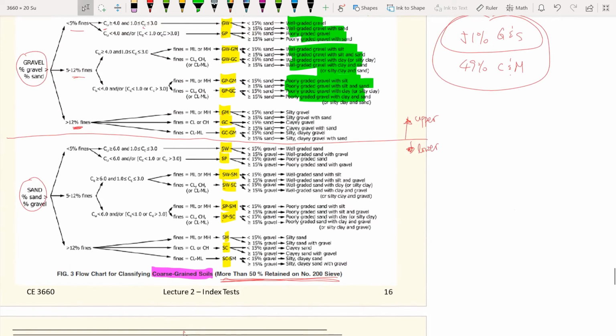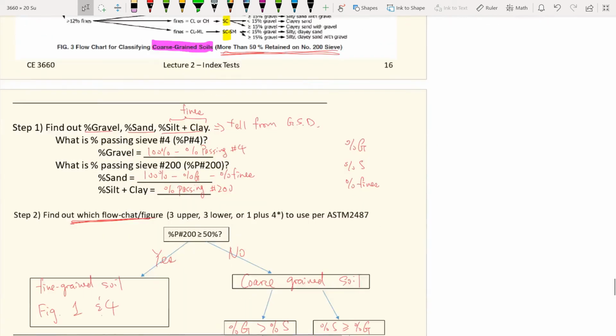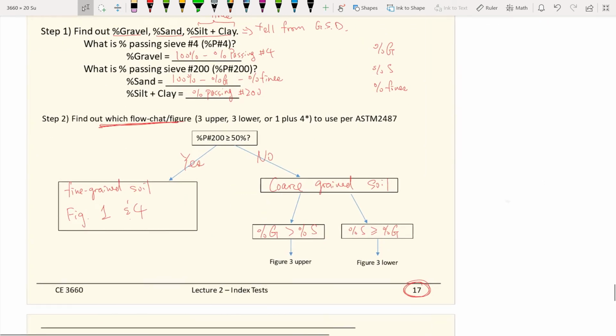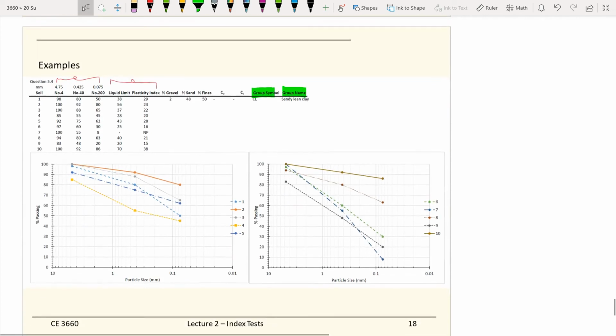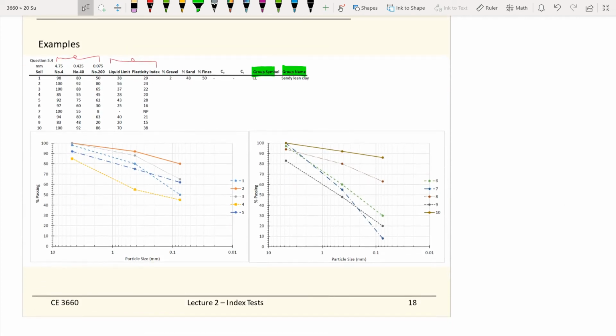Then you will use the bottom part of figure 3 to figure out the group symbol and also the group name. So hopefully this will help guide you to do the whole thing, at the end of the day, to give you the group symbol and group name. And let's try a couple of examples.